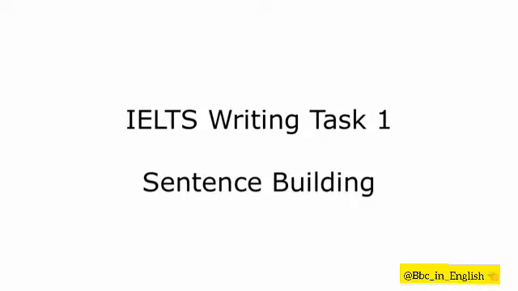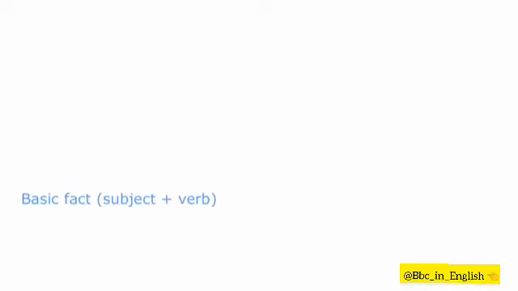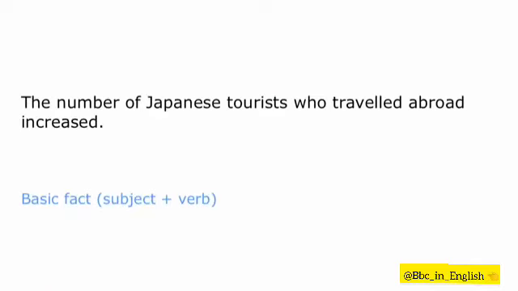So to start with, we take a basic fact from the graph or chart that we're looking at. The basic fact will be a short sentence with a subject and a verb. Here's an example. The number of Japanese tourists who travelled abroad increased. Subject, the number of Japanese tourists who travelled abroad, and the verb, increased. Simple fact. Let's add to that numbers.